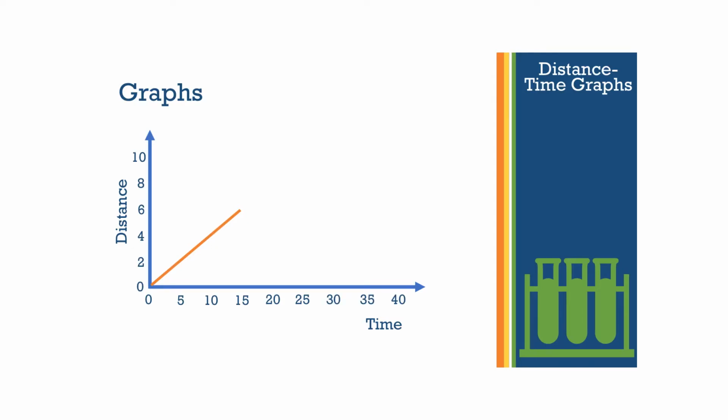So hopefully this makes it a little bit easier to understand what's going on. So we've got an object and it's moving, and at some time later it's moved 6 meters away, and it's taken 15 seconds to get there. Let's remind ourselves of the equation. Speed equals distance divided by time.